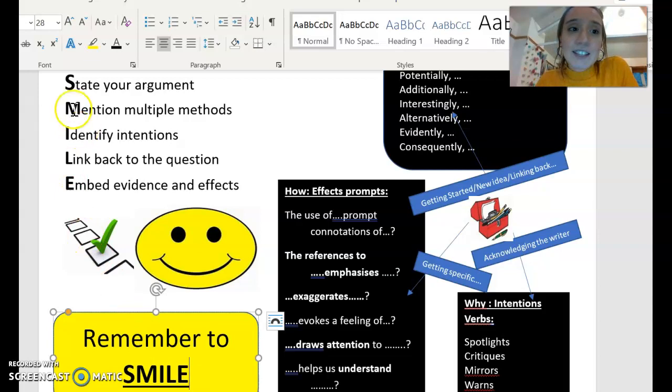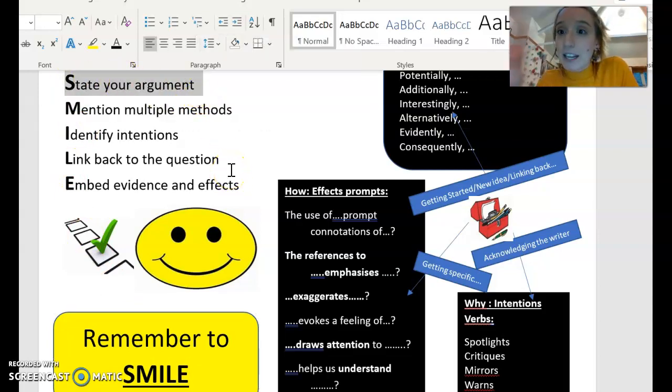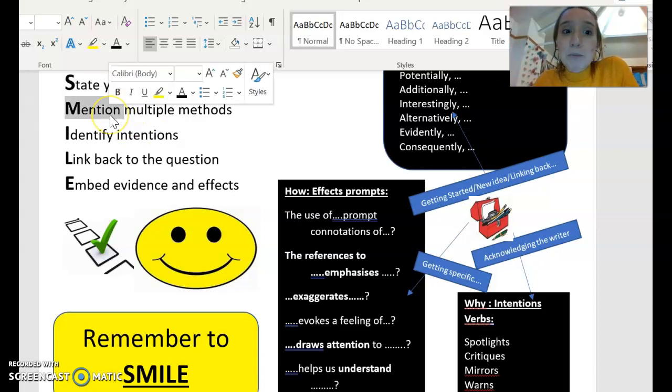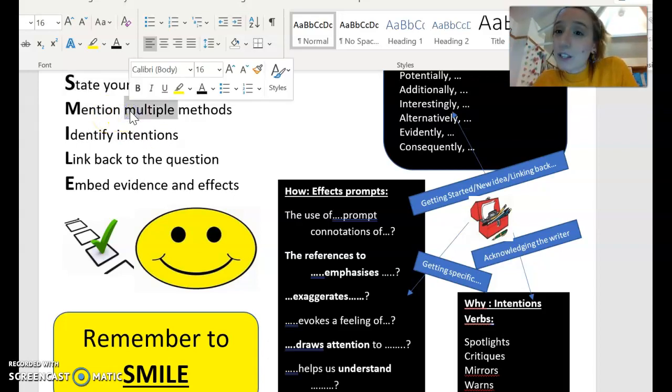So the S stands for state your argument. That's what you should have done at the beginning of the essay, and you should have stated your argument all the way through. So when you're proofreading, ask: have I stated it clearly? Have I stated it repeatedly? M is for mention multiple methods. Multiple is important there.